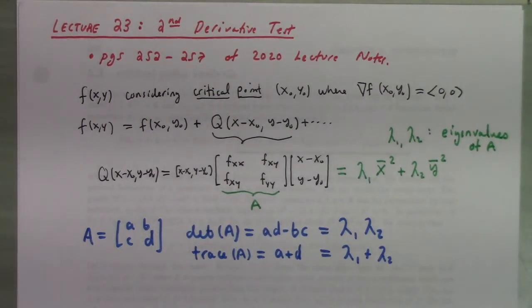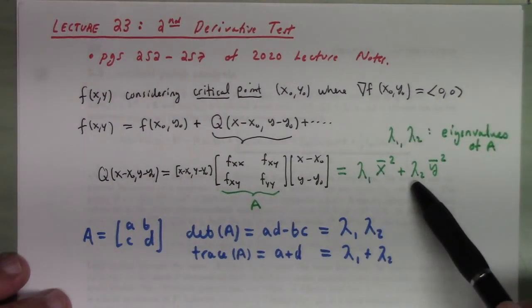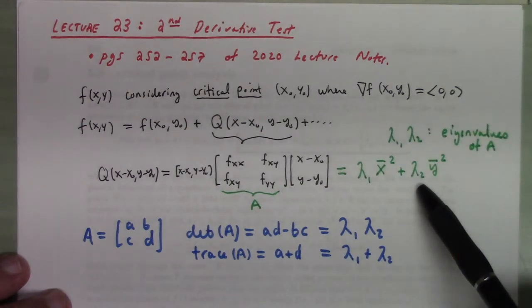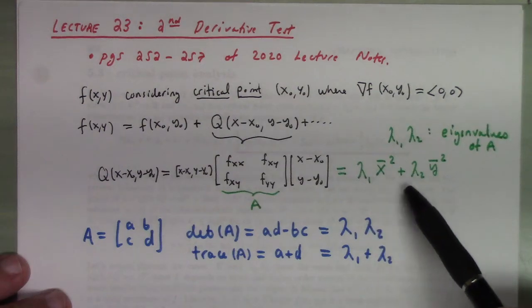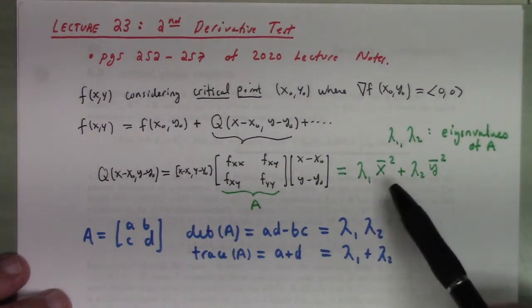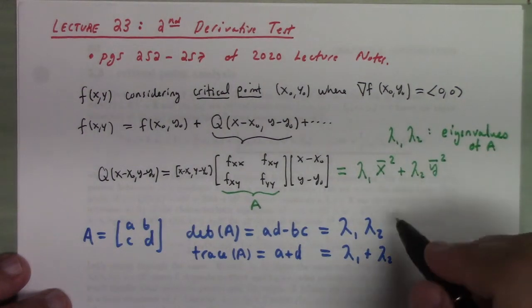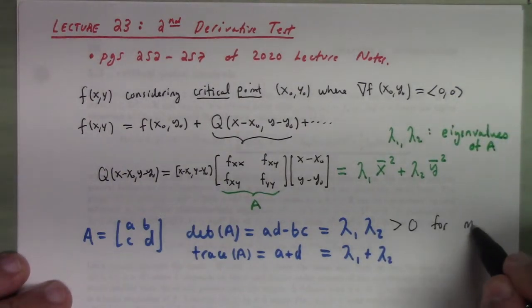All right? And so if you think about it, in this context, remember we just were saying that if they're both positive, it's a minimum, right? If they're both negative, it's a maximum, right? And so in that min or max case, the product of lambda 1 and lambda 2 would be positive, right? So this is going to be greater than 0 for the min-max case.